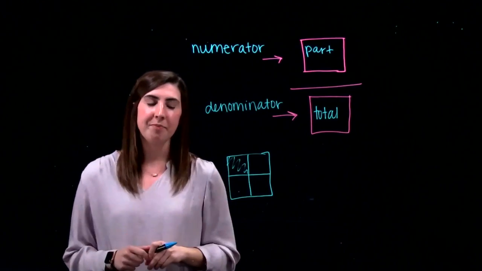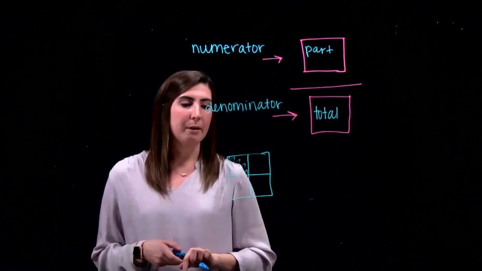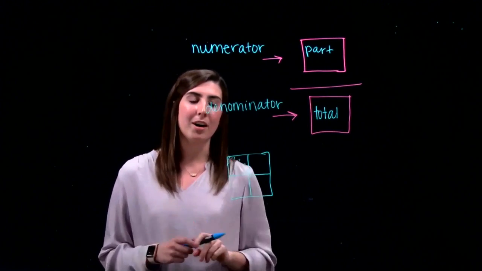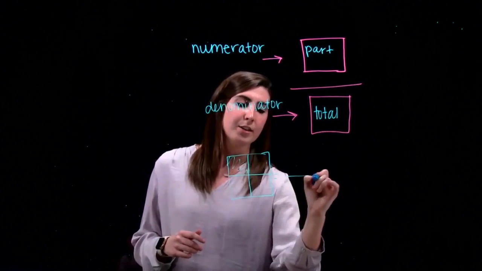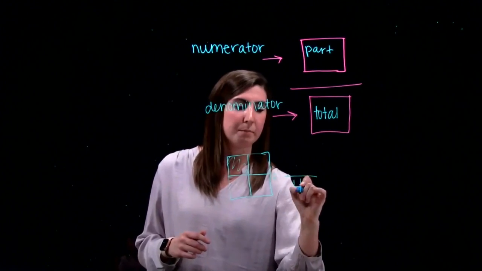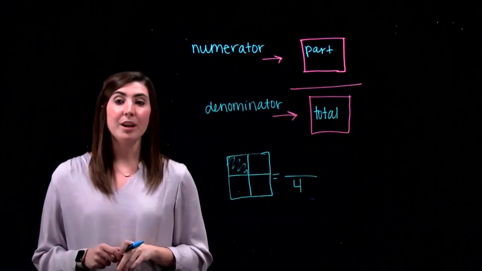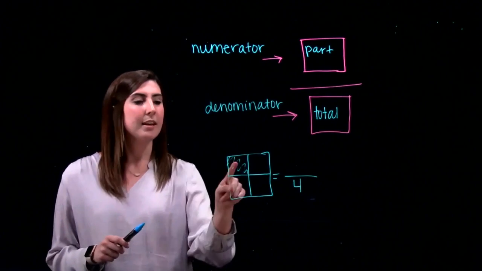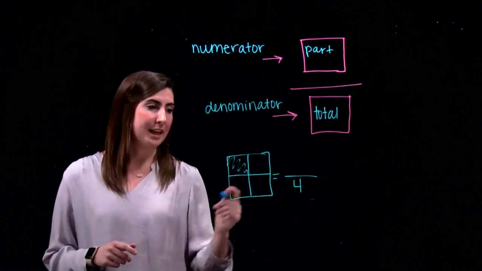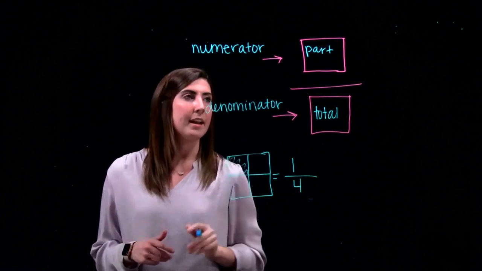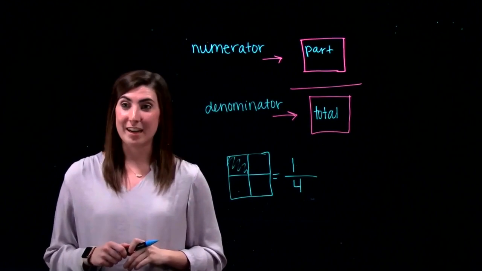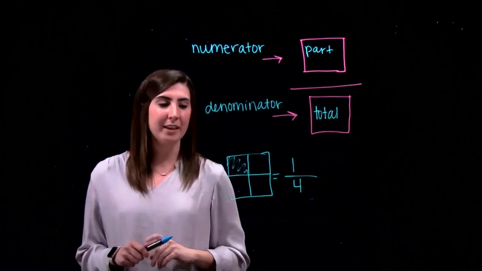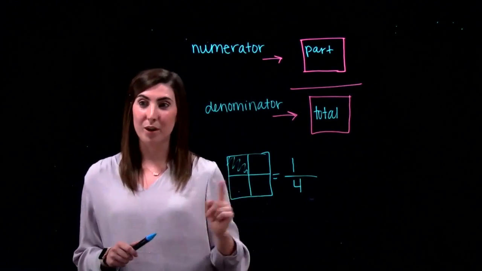Let's look at an example. If we have a square and we have 4 equal boxes in our square, so the total number of boxes would be 4. Now we're going to try to find the fraction of the shaded area. There is one box that is shaded, so we would write a 1 in our numerator for the part that's shaded. So our fraction for this example would be 1/4.